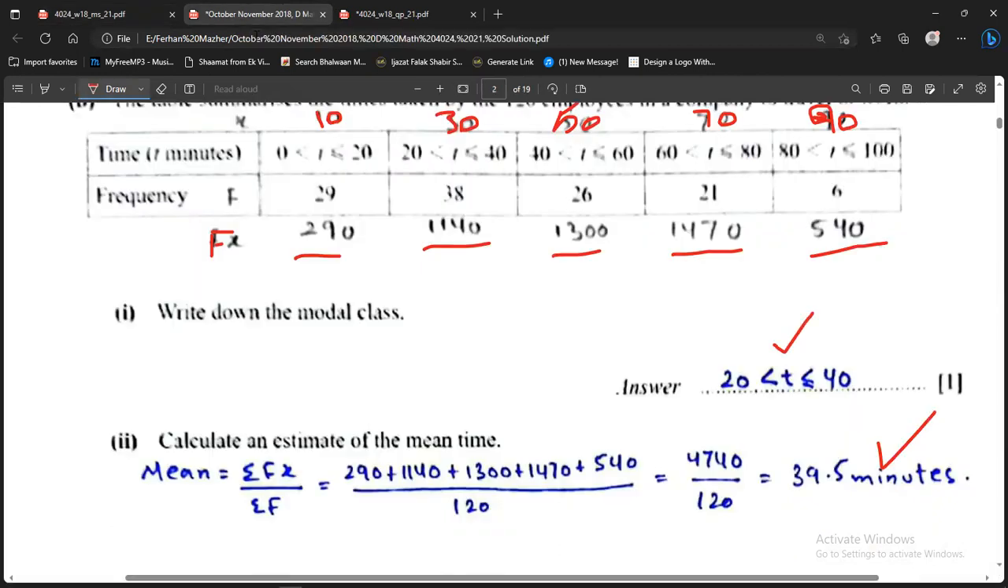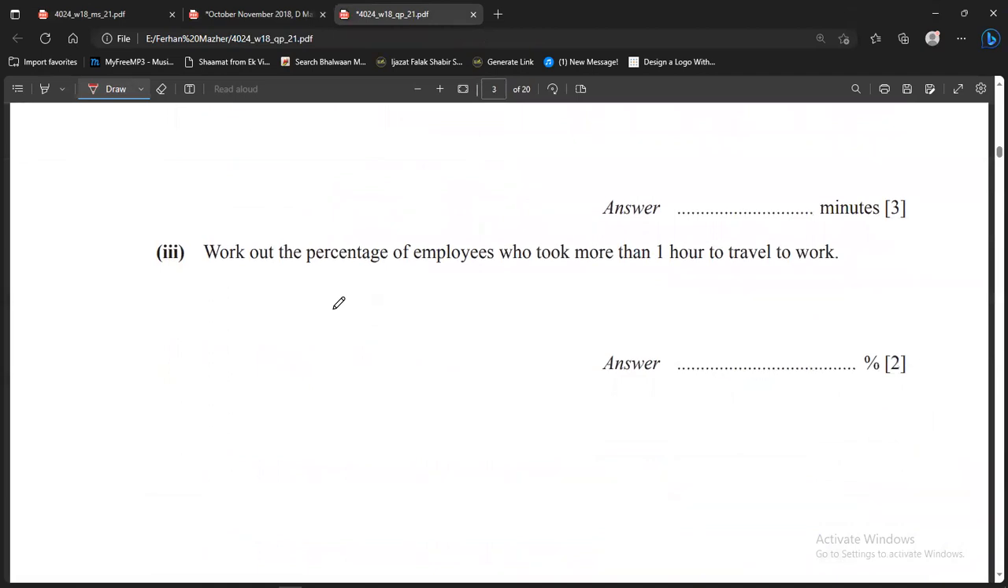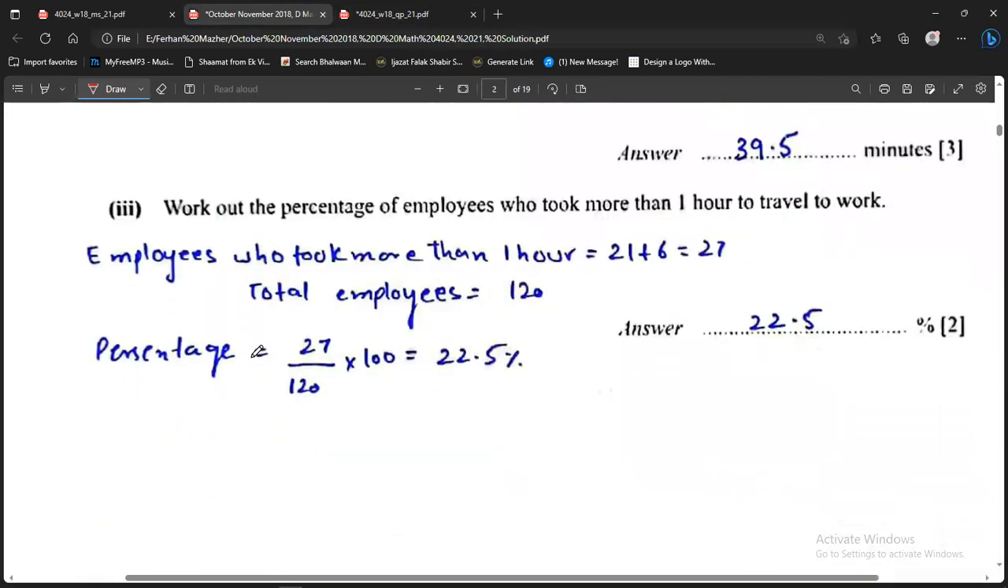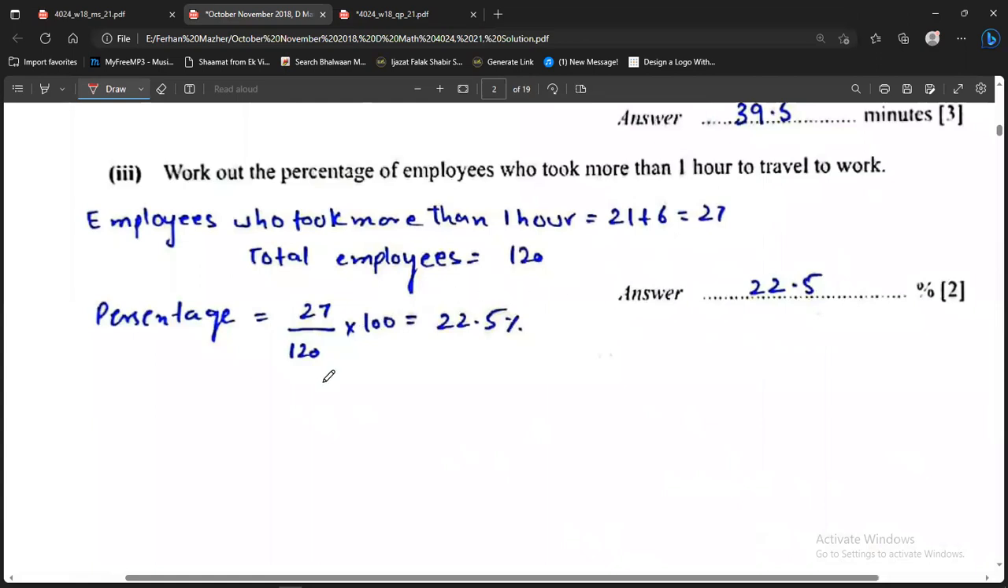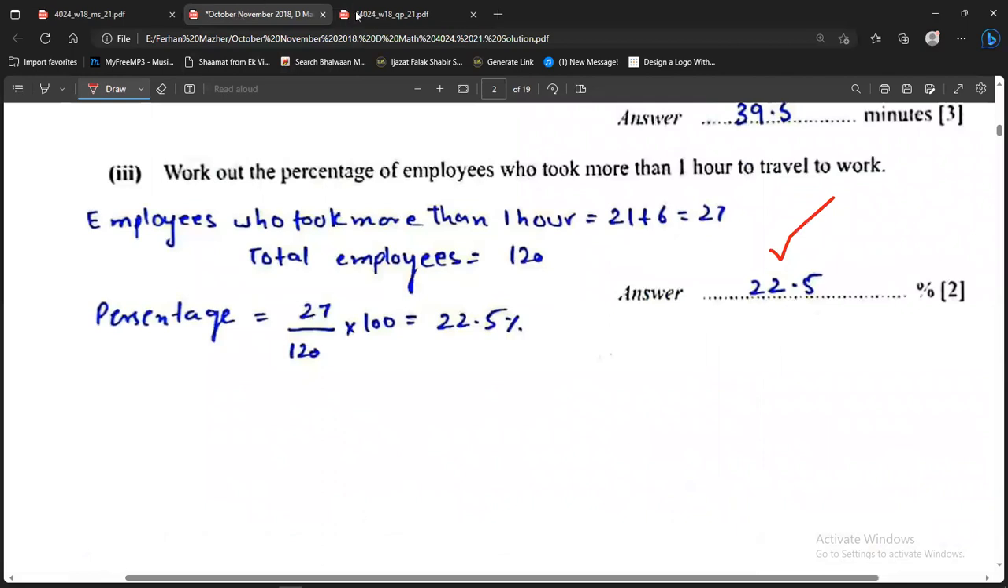Okay, so I think you understand the concept. Now the question says, work out the percentage of the employees who took more than 1 hour to travel to work. The employees who took more than 1 hour, the people who took more than 60 minutes. So 21 plus 6, they are 27. So the percentage will be 27 divided by 120 multiplied by 100. That will be 22.5%. So 22.5% is my answer. So this is the solution.